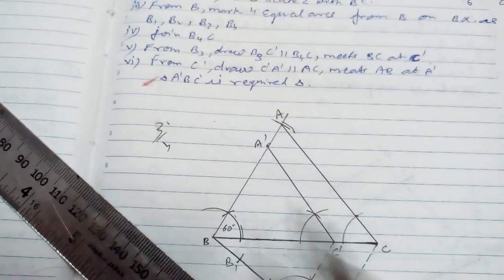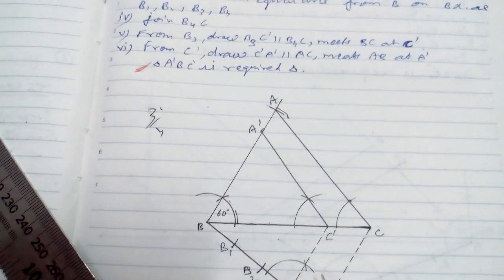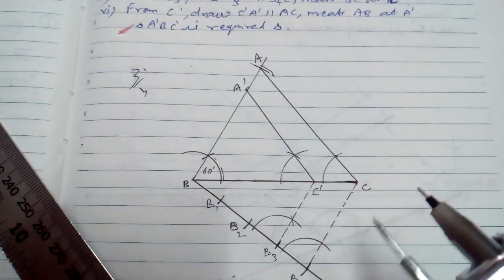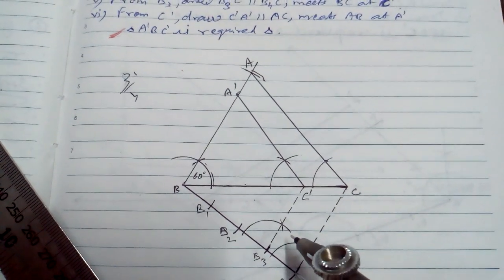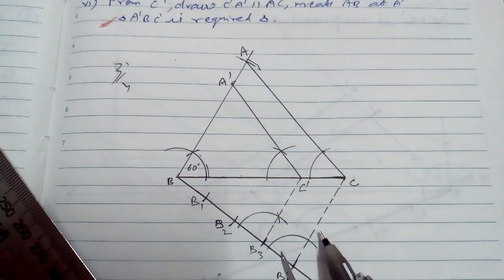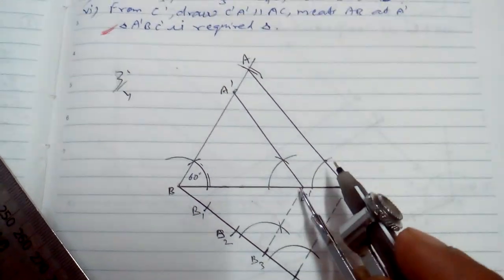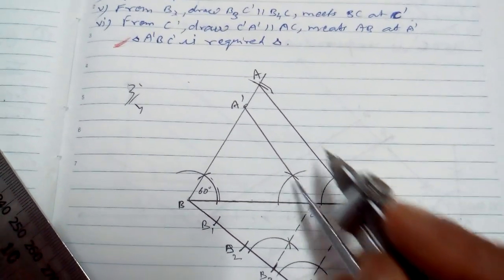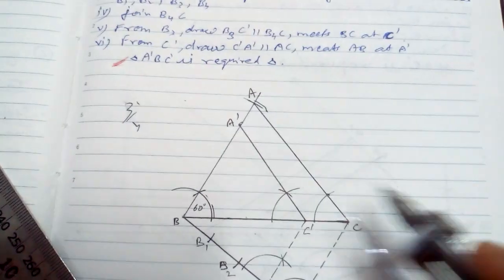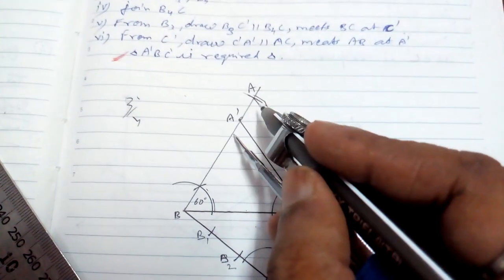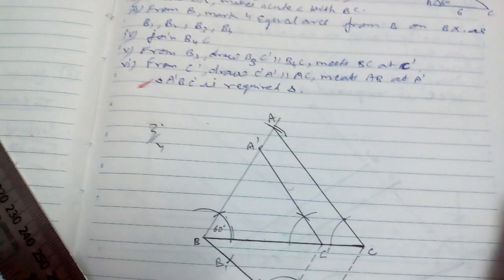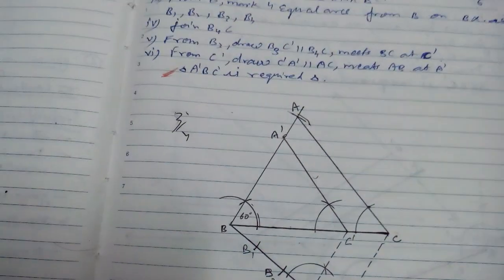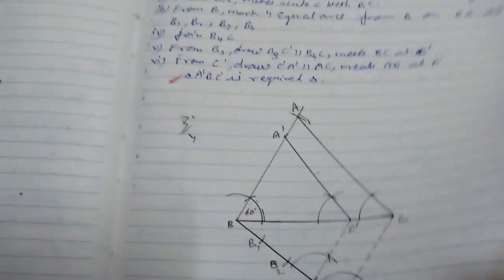You will join 3/4. And then from B3 we will draw a line parallel to B4C, which I have told you in the previous lecture. You will draw an equal angle. Same angle here, and from here we will measure and cut. So you get C dash. From C dash we will draw a line parallel to AC meeting BA at A dash. Triangle A dash B C dash is your required triangle. It is your result.